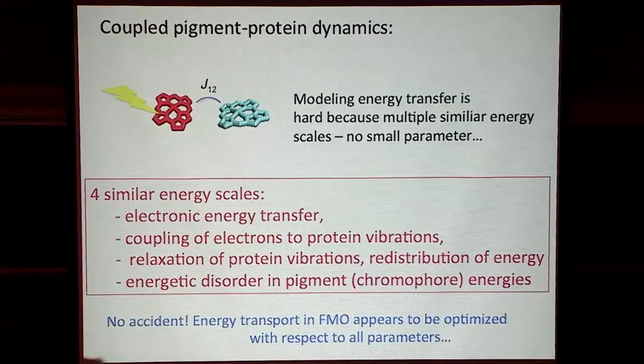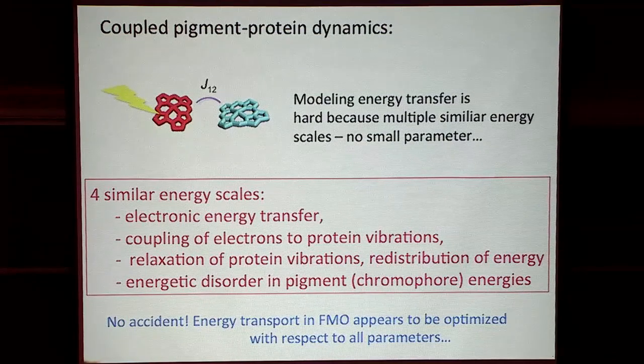So how to understand this? You might first of all want to do a calculation. There you hit a bit of a roadblock because there are multiple similar energy scales. If it was just that we have these two chlorophylls and there's some exchange of energy between them, that would be fine. But we actually have four different processes going on.